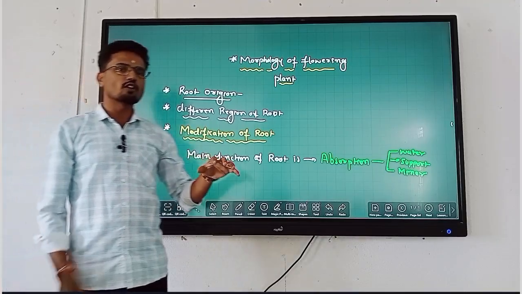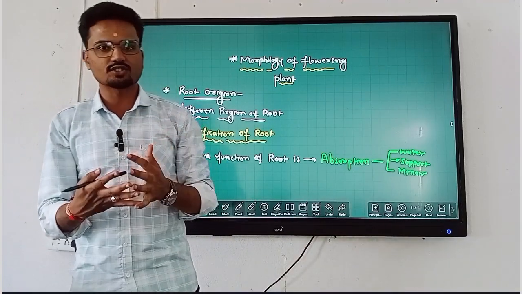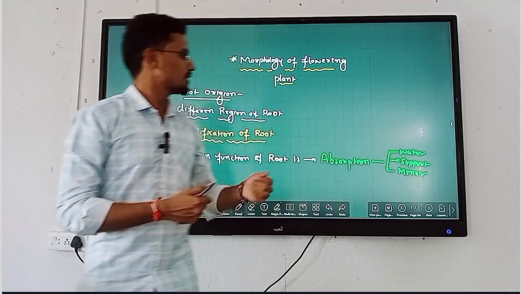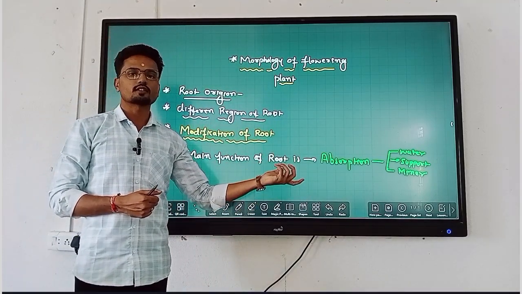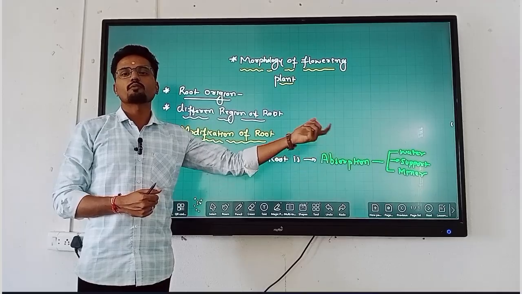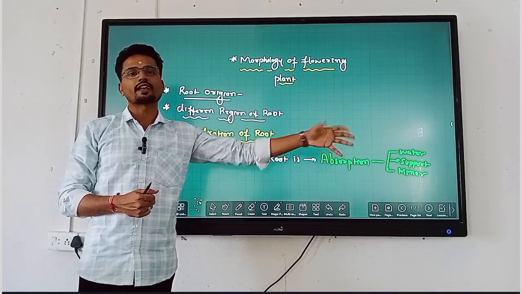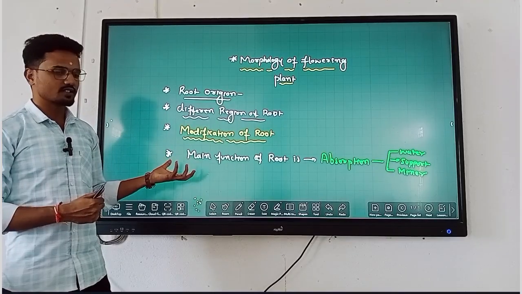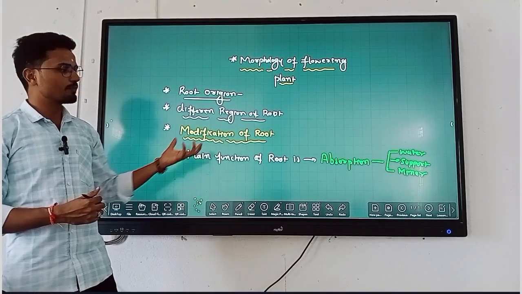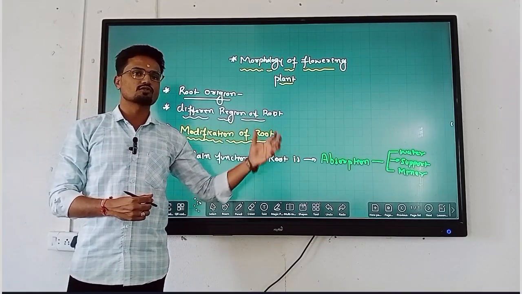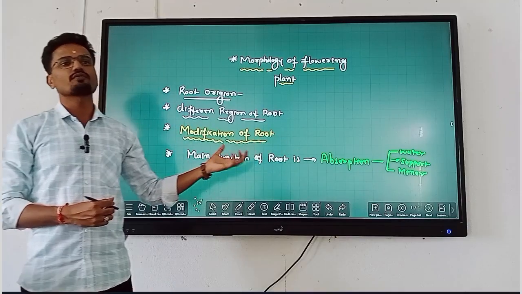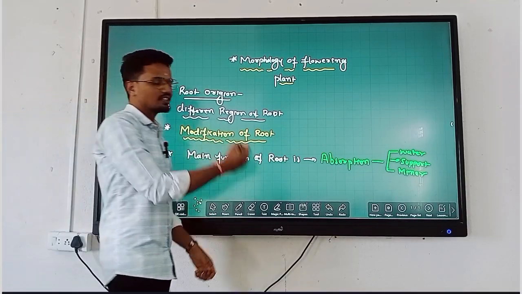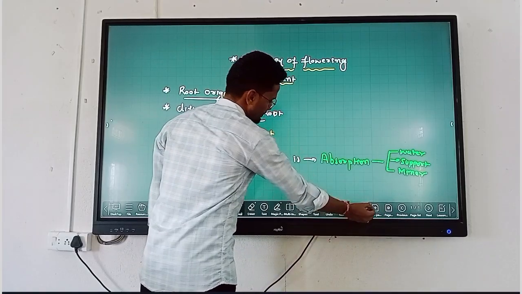But this root got some modification in its structure to perform other functions except the absorption of water, giving support to the plant and providing anchorage to the plant. Except these functions, it will perform some special functions. Those are considered as modification of root. Those are what we are going to deal with. We'll see one by one.